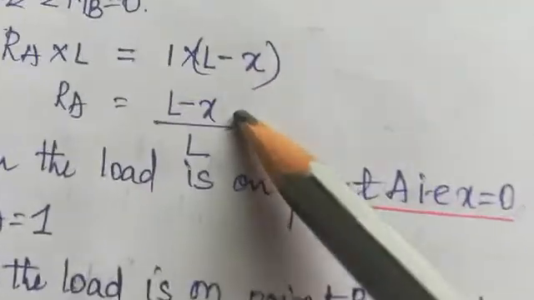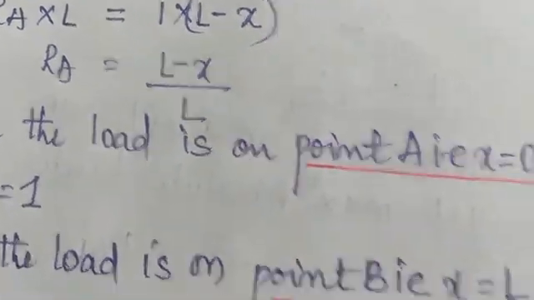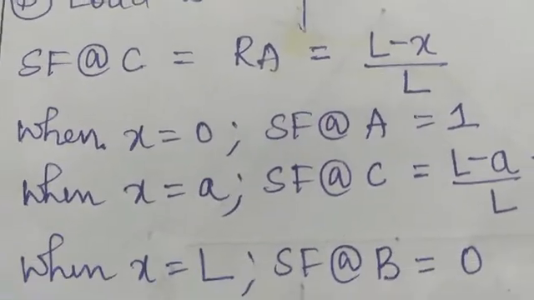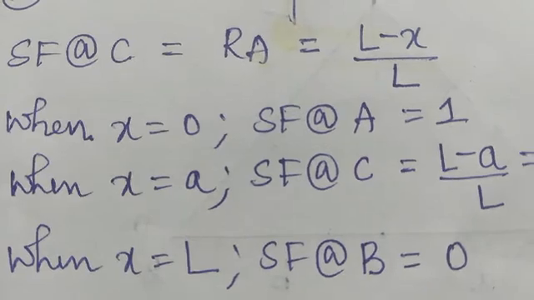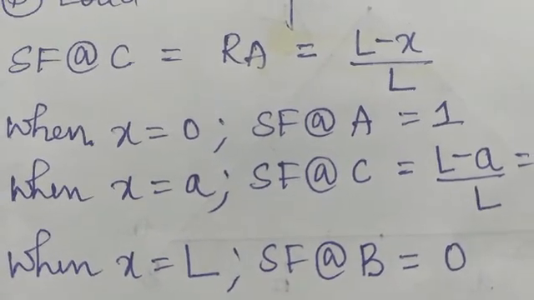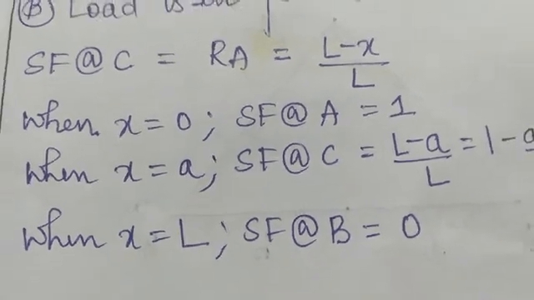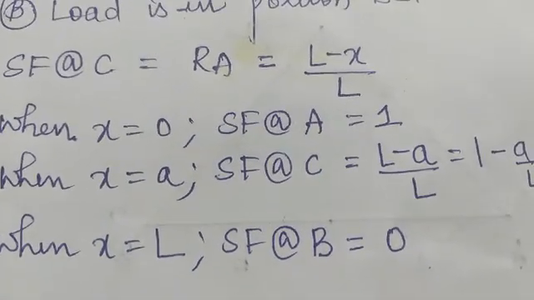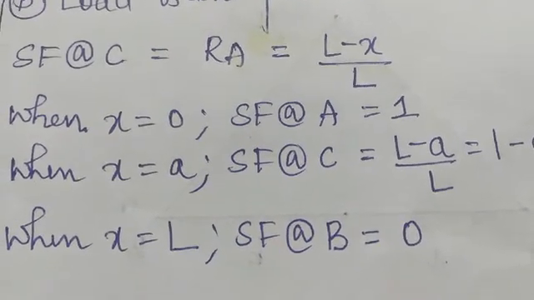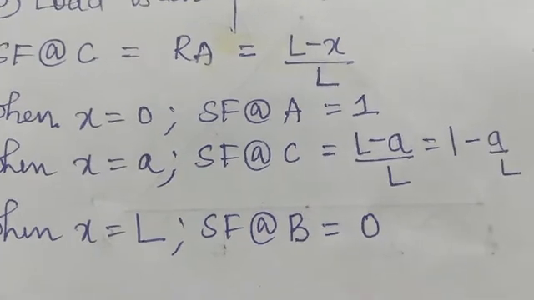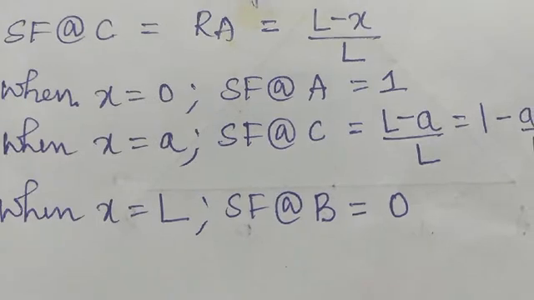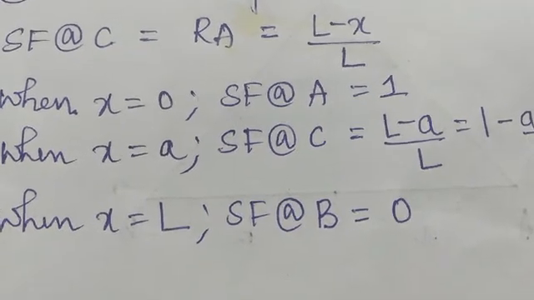RA is (L minus X) divided by L. So, RA is equal to (L minus X) divided by L. Now, substitute the values of X as 0, A and L, that is, at various positions, at A, C and B. When you substitute X equal to 0, you will get the value as 1. When you substitute X equal to A, you will get 1 minus A divided by L. Then when X is equal to L, you will get the shear force at B equal to 0.